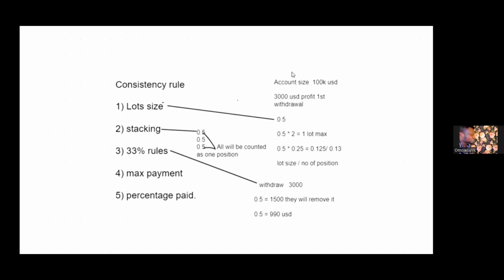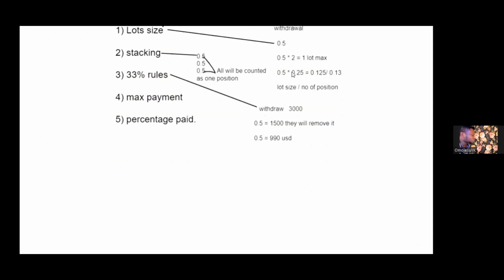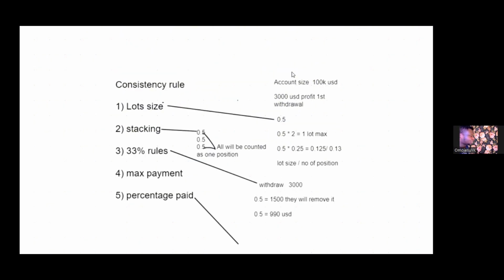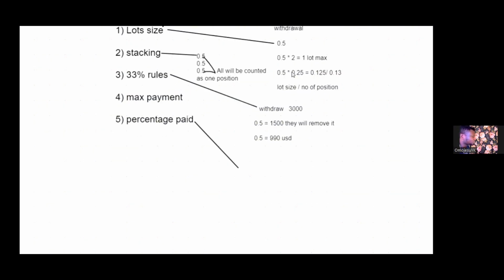Now, number 4, maximum payment. We've talked about that. This number 5 is what I'm going to talk about now. Even me, myself, when I saw the amount they want to pay me tonight or tomorrow, I thought they applied the rules on me, not until I went back to check it. Then I discovered that I obeyed the consistency rule throughout on my trade. So now for this percentage paid, they will pay you 60%. It's 60% for 90 days.